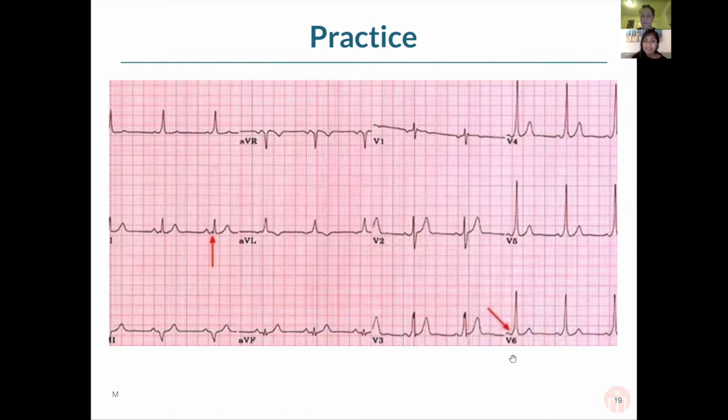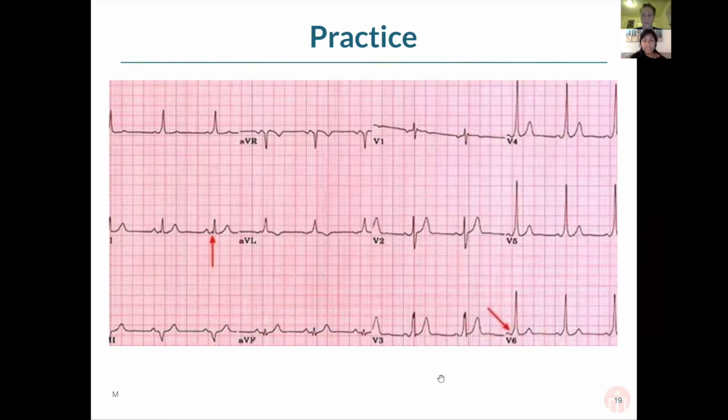And so again, that delta wave, that shorter PR, both of those things all together make us think of Wolff-Parkinson-White syndrome. And so this is, again, one of those EKGs that you should expect to see on Step 1 or on your practice exams for Step 1. This is a very commonly tested EKG.